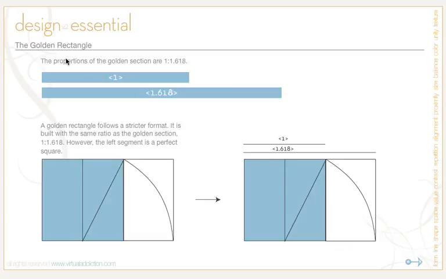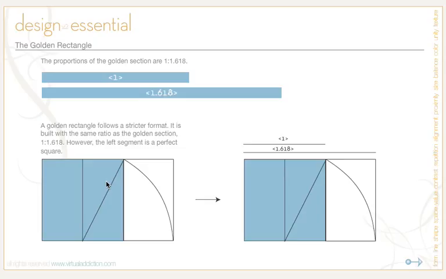So let's just look at how it works. The proportions of the gold section are, as I mentioned, 1.618. And you can see that here is a bar that has a proportion of 1, and here is one with the proportion of 1.68.